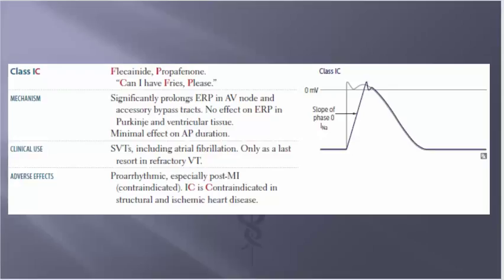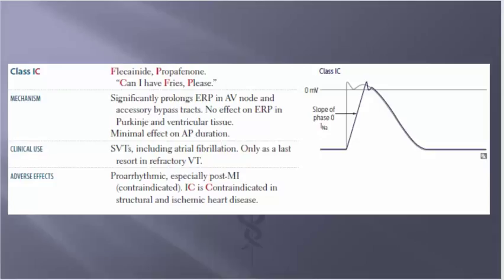Okay, so this is antiarrhythmics, class 1C. Examples would be flecainide and propafenone. The acronym would be "Can I have fries, please?" C, okay, flecainide and propafenone.